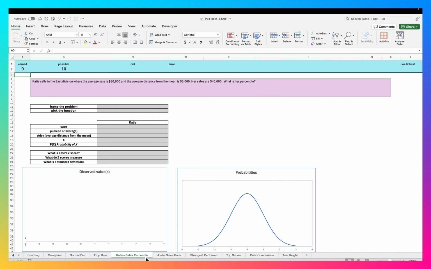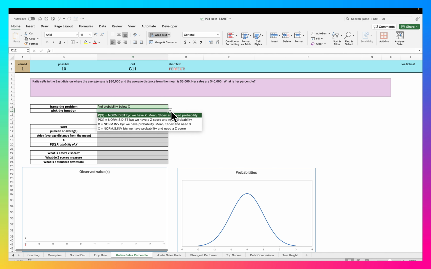tabs is about. So here we have a situation where Katie sells in the East Division where the average sale is 30,000 and the average distance from the mean is 5,000. Distance from mean is the same as standard deviation. Her sales are 40,000. What's her percentile? So let's first frame the problem. In this case, we're looking for the probability below x because that's the percentile. What's everything to the left of.